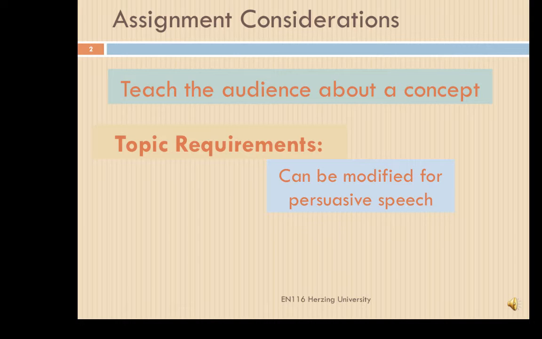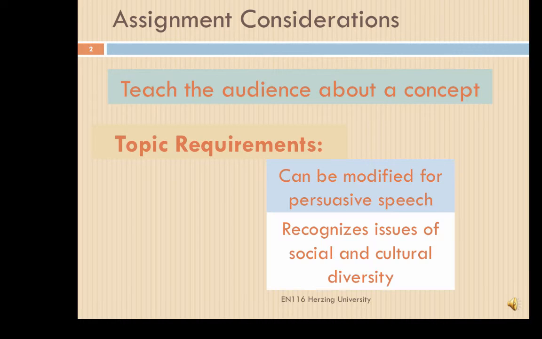Second, your speech needs to recognize issues of social and cultural diversity. This means that you need to demonstrate an understanding that all people come to the table from different genders, ethnicities, religious perspectives, class statuses, and races. It would be a mistake to assume that everyone encounters the world in the same way you do, and you want your topic to reflect your understanding of diversity in your speech. This can affect your topic selection. But really, any topic can demonstrate your understanding of diversity.